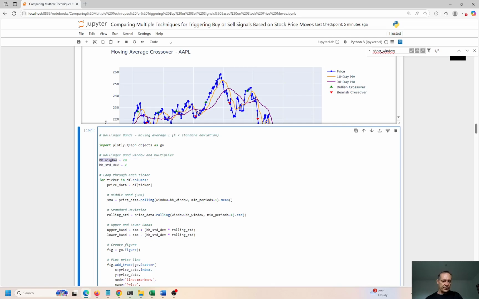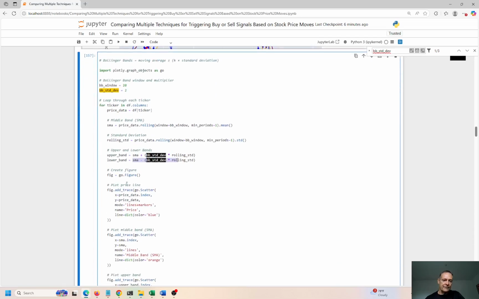Okay, so the window is 20. So the window is going to move 20 days back, and we're going to take the average of that. And the standard deviation is going to be 2. And that is a rolling standard deviation for an upper band and for a lower band. So simple moving average minus the standard deviation is going to be the lower band. Simple moving average plus the standard deviation is going to be the upper band.